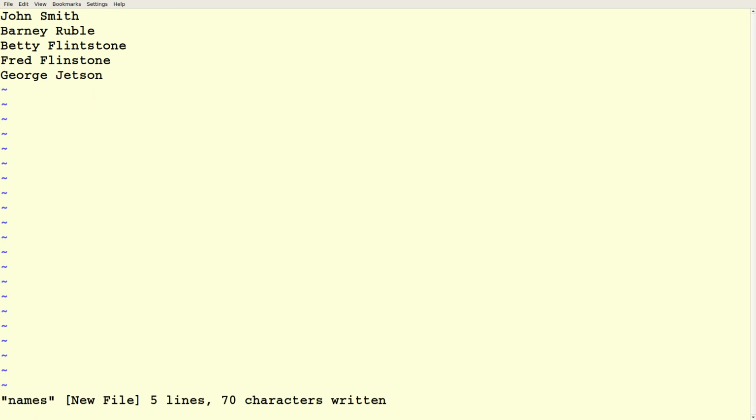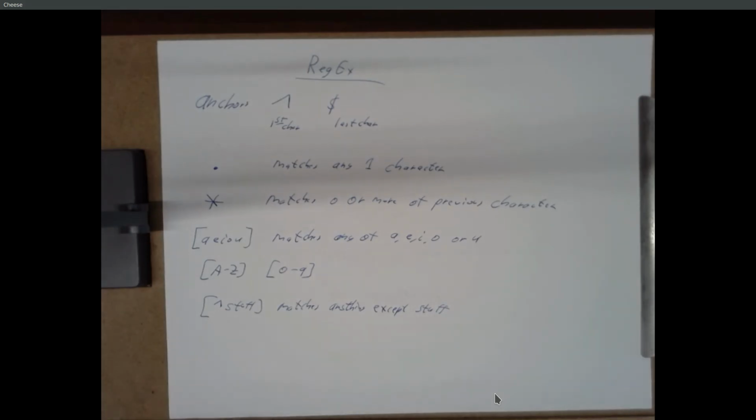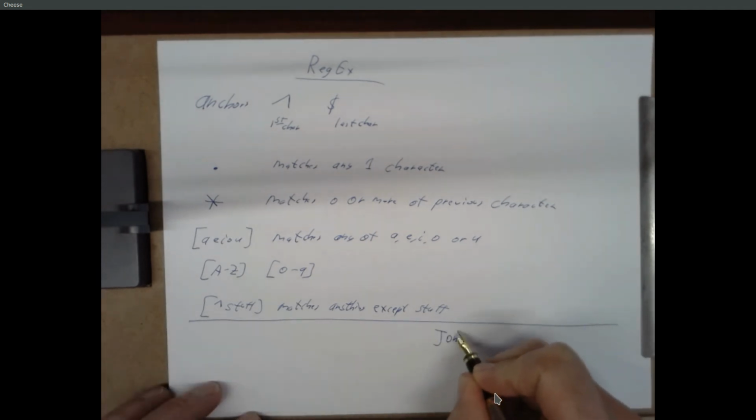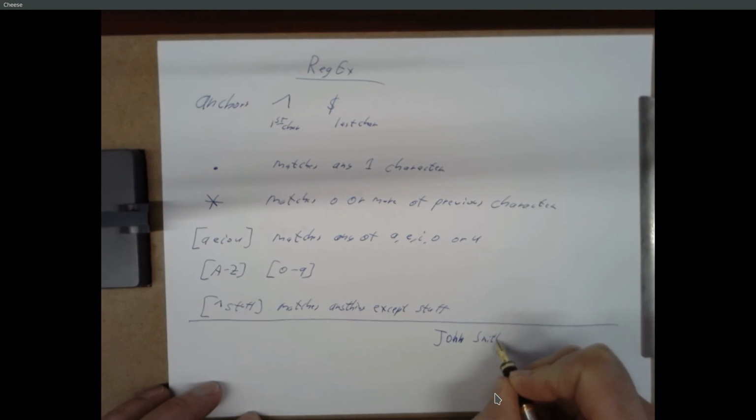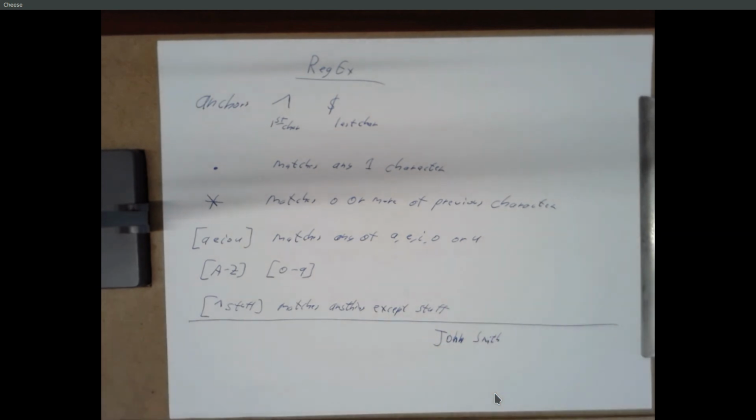So let's say I want to change this from first name, last name to first initial, last name. So I want to change this to J space Smith, B space Rubble, and so on. So regular expressions let us do this. So John Smith. So there's two things we're going to do. First, we're going to look for something inside this string, and then we're going to replace it with something else.